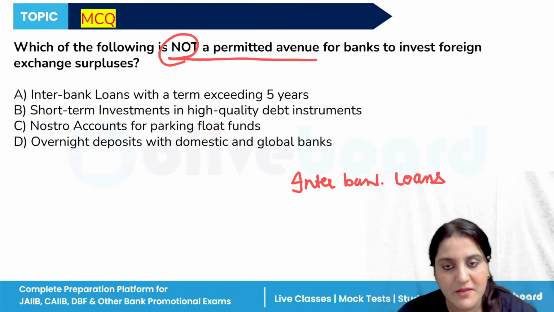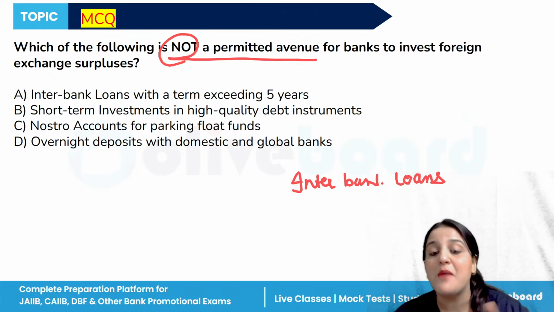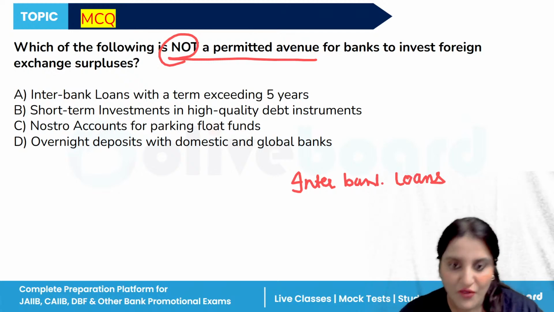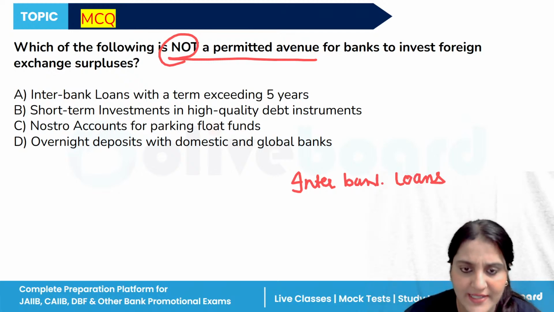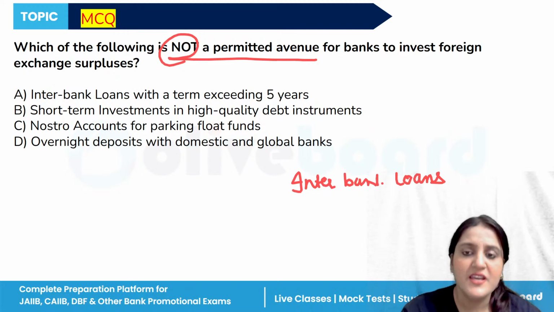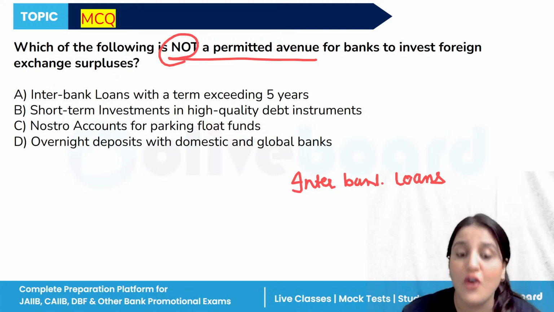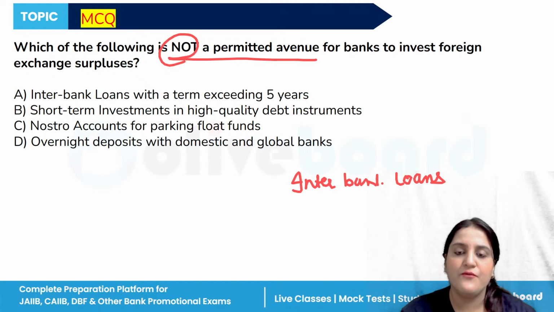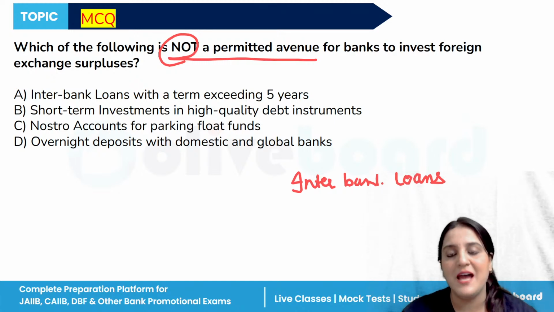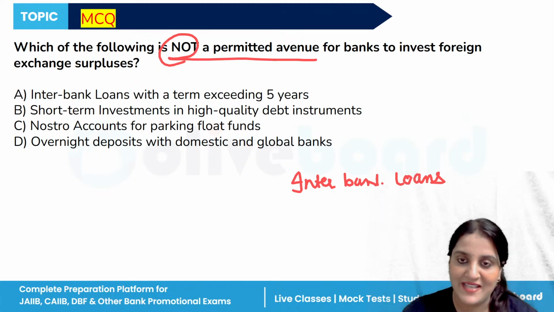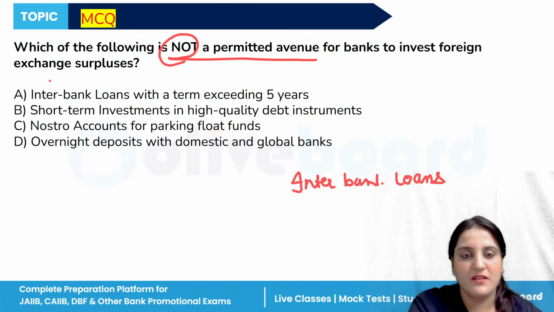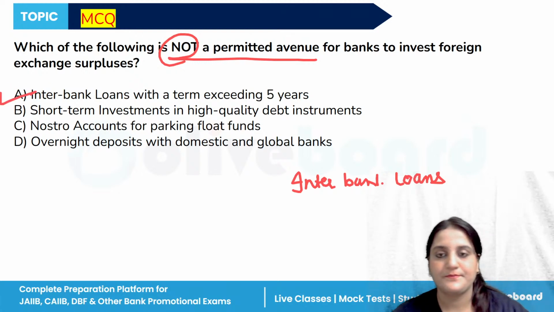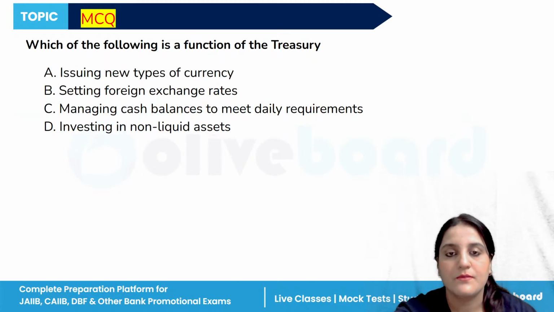Then short term investments are here. Banks are permitted to invest overseas in short term instruments of high credit quality such as treasury bills, gilts which are issued by foreign governments. And nostro accounts where float funds of the bank are parked pending utilization, customer draws. So the correct answer is option A. Understood?